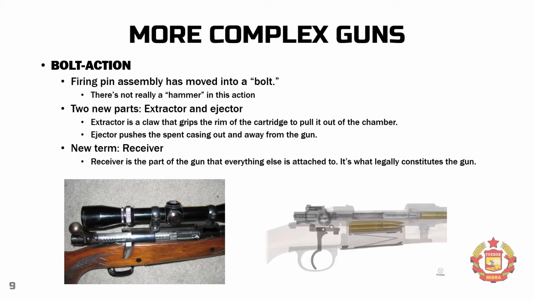So we also have a new term here, the receiver. We talked about the hammer, the barrel, the trigger, the chamber, all that in the last slide, and now we have a receiver. It's essentially what everything is connected to. The firing mechanism, the chamber, the internal magazine, the bolt, all of that is connected to the receiver, and it is legally the gun. So we'll again get into this later a little bit deeper, but we have a new term.